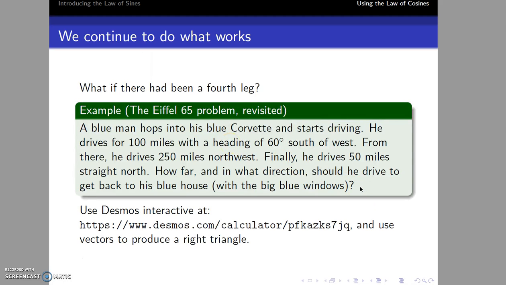And that brings us to the end of this. I'm not going to get into calculating that return trip. If you want to do it, by all means. If you want to do it with 4 iterations of the law of cosines, if you want to do vector analysis, do what works. That's the name of this game.